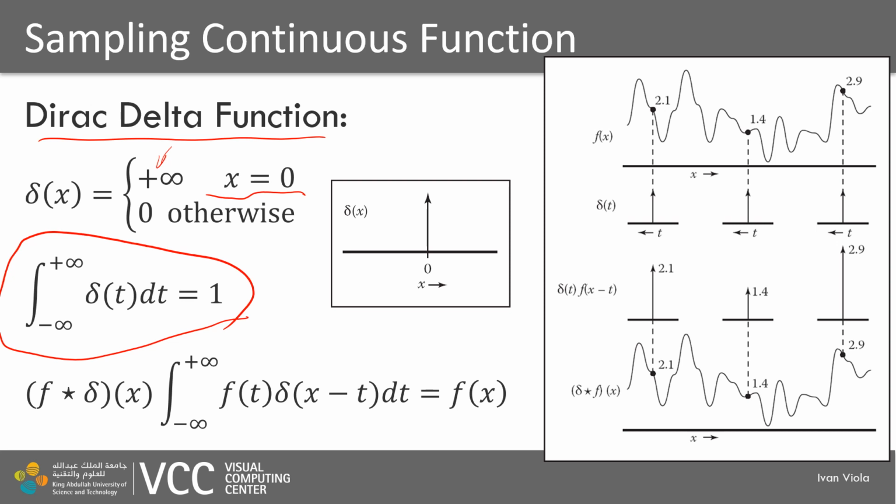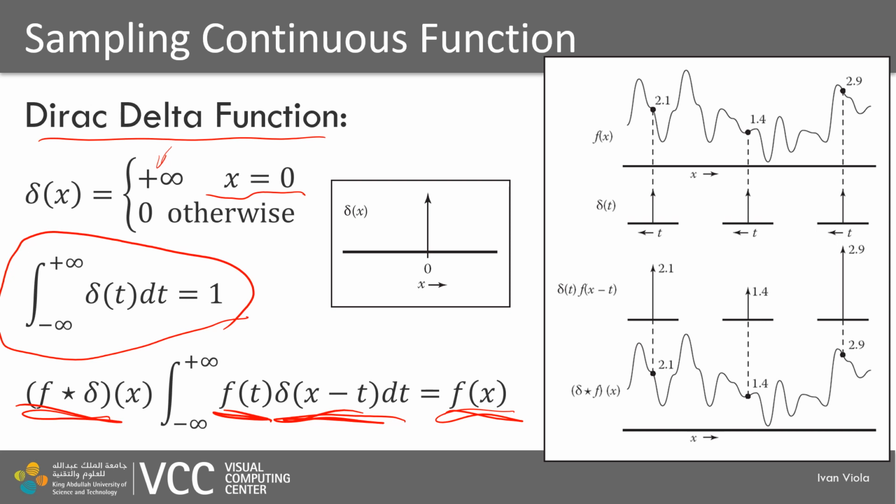And this Dirac delta impulse is useful in continuous functions for defining sampling, in fact. So the convolution of a continuous function with a Dirac delta impulse will give us the value of this function at this particular location.